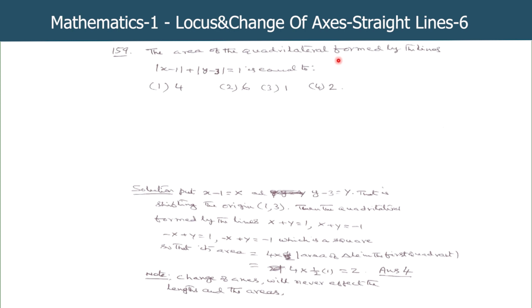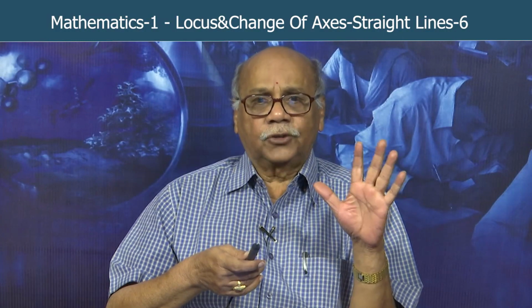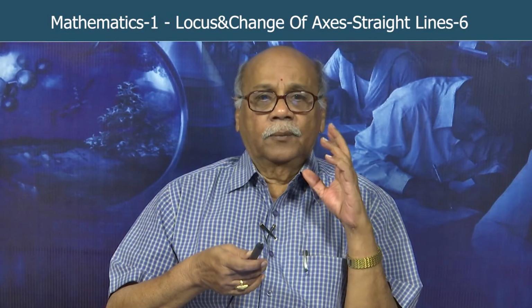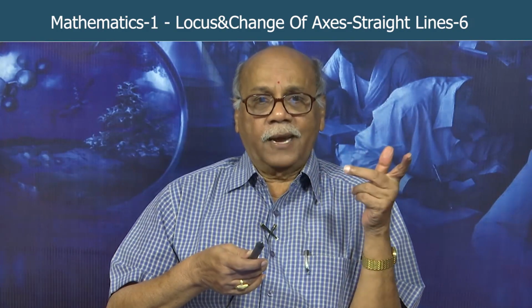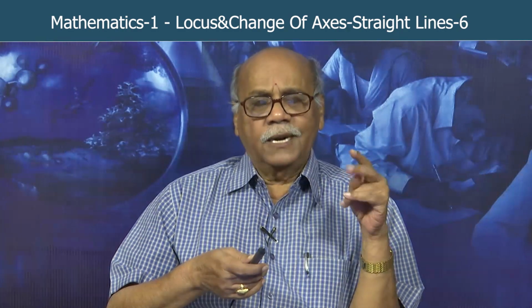Next, 159. The area of the quadrilateral formed by the lines mod (x minus 1) plus mod (y minus 3) is equal to 1, in square units. And here please shift the origin to the point (1, 3). That means put capital X equal to small x minus 1, capital Y equal to small y minus 3. And all of you know that by changing the origin or shifting the origin or rotation, the lengths and areas of figures will not change. Only coordinates will change. The length will be the same and the area will be the same. So, make it a point that transformation, changing the axis or rotation of axis and shifting of origin, never affect the measures of lengths of segments and areas of the figures.